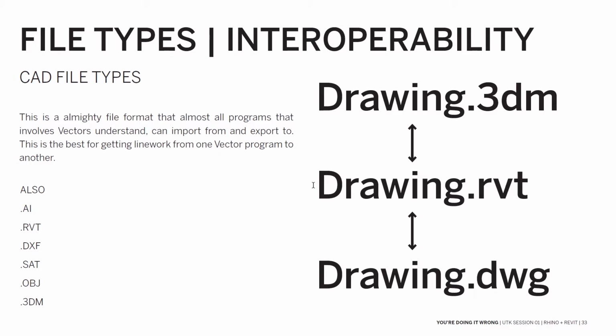3DM is Rhino, RVT is Revit, and then DWG is the almighty file format that every respectable CAD program can work with, including Illustrator. You can open DWGs in Illustrator, which is awesome. So all these file formats work together, and understanding how you can jump between them is a skill set that's very important to have. So that's the end of that.